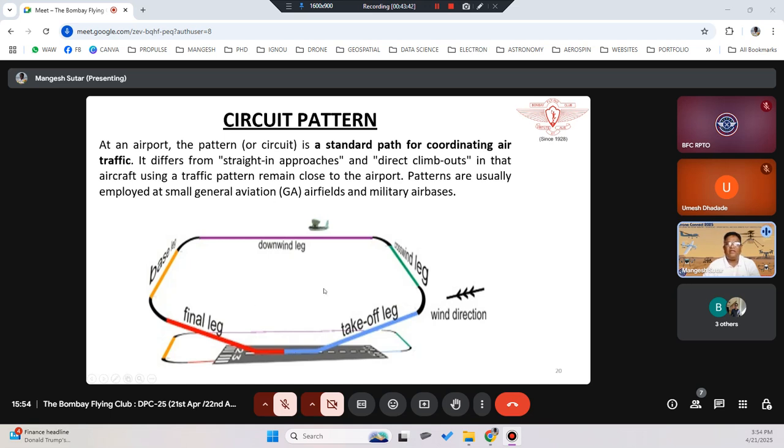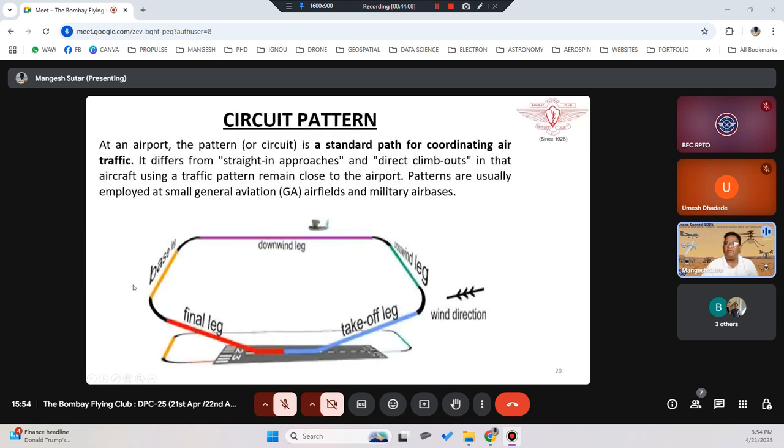This type of flying will happen only at a small general aviation airfield. When you are doing training, like at our Dhule airport where students fly, they take off, take a circuit around Dhule city, and then they come down again. So that's how they try learning takeoff and landing. If you want to learn, they will try to do it like this.